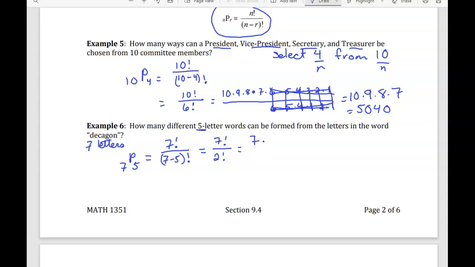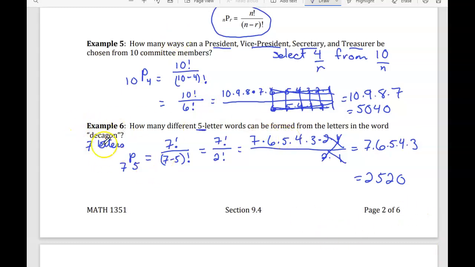Well, this one's going to be 7, 6, 5, 4, 3, 2, and 1. This is just 2 and 1. So these things cancel out, leaving me with 7, 6, 5, 4, and 3. When I multiply those things together, I get 2,520 different 5-letter words that I can get from decagon.